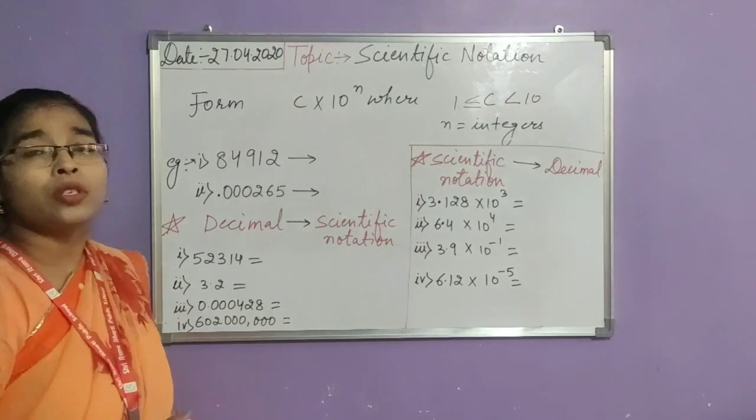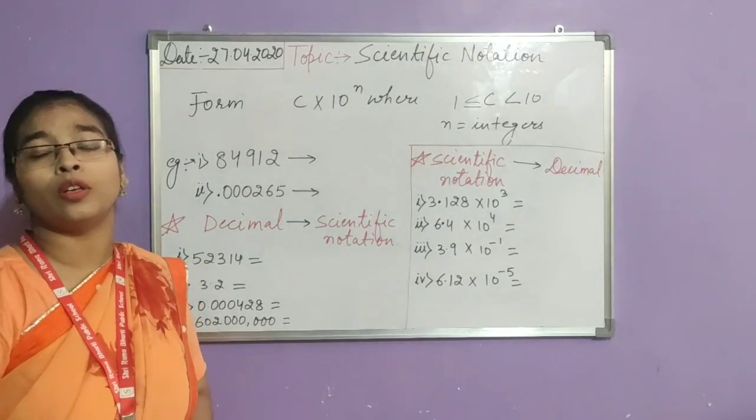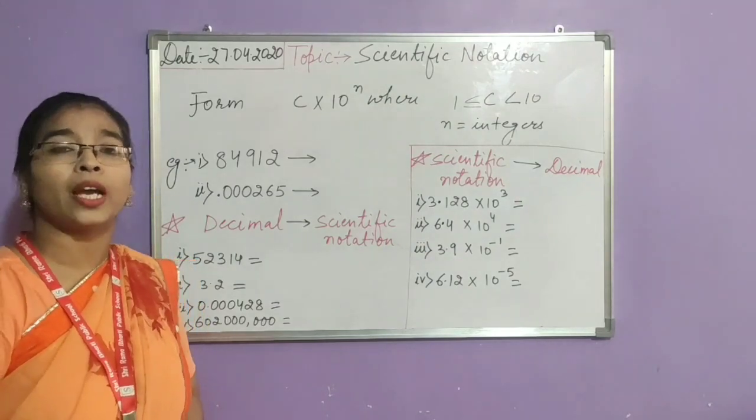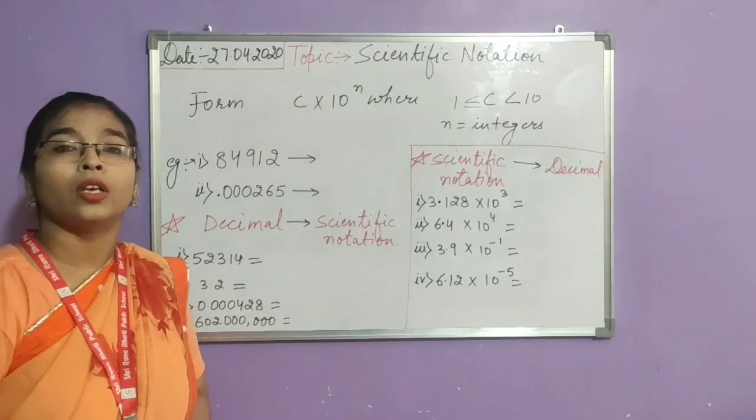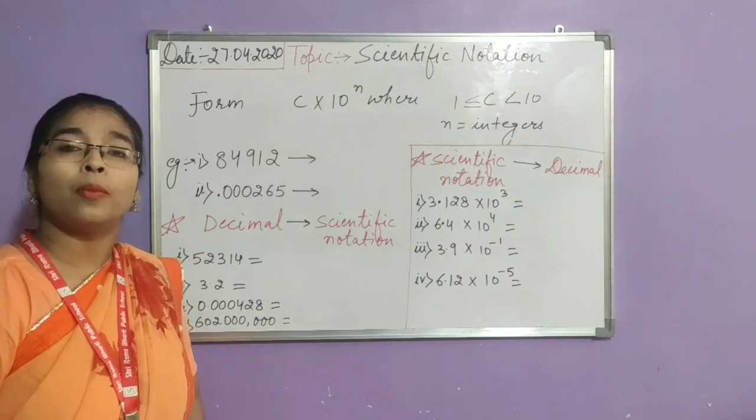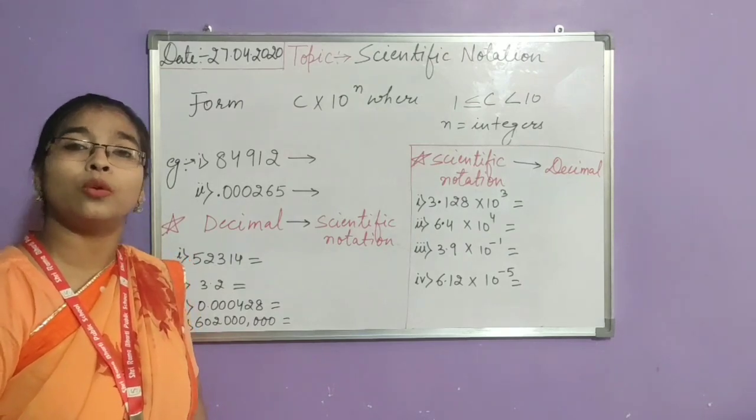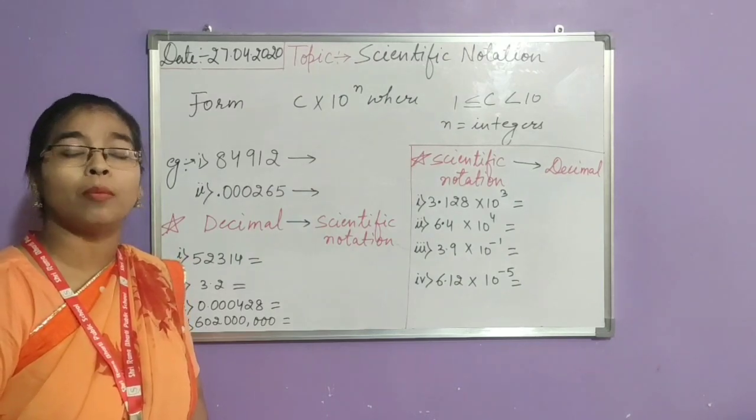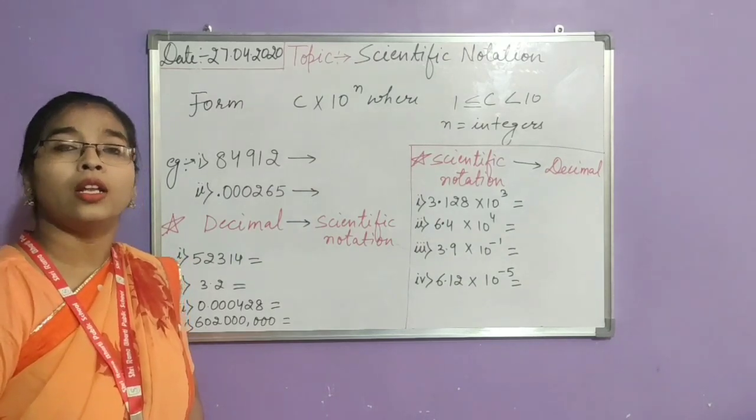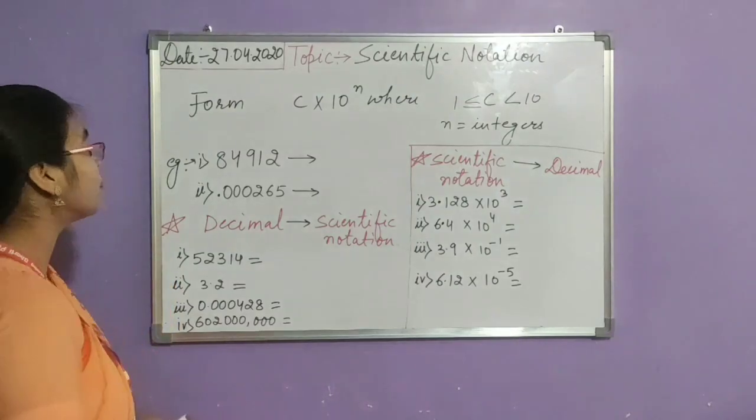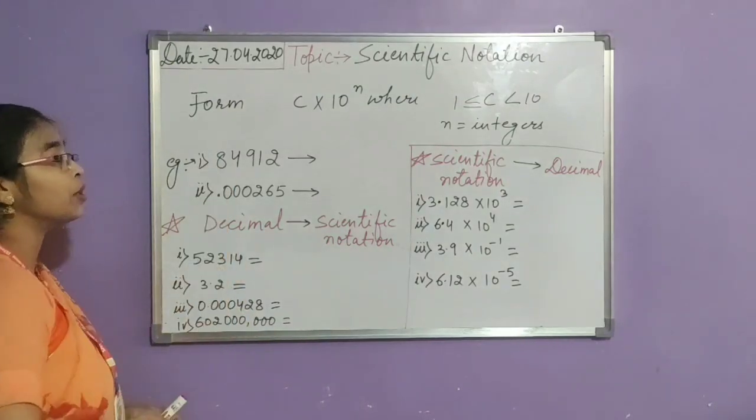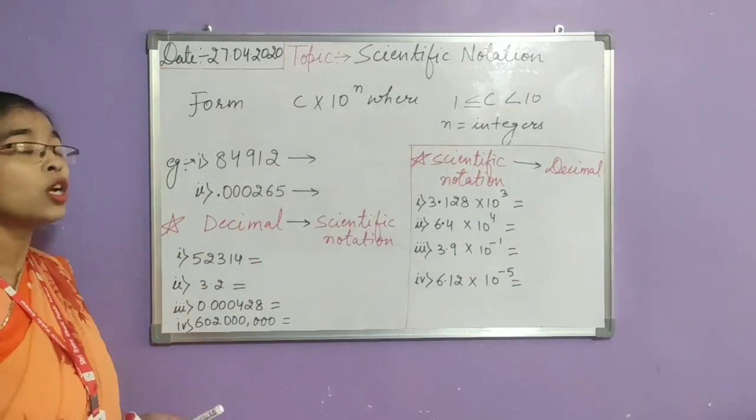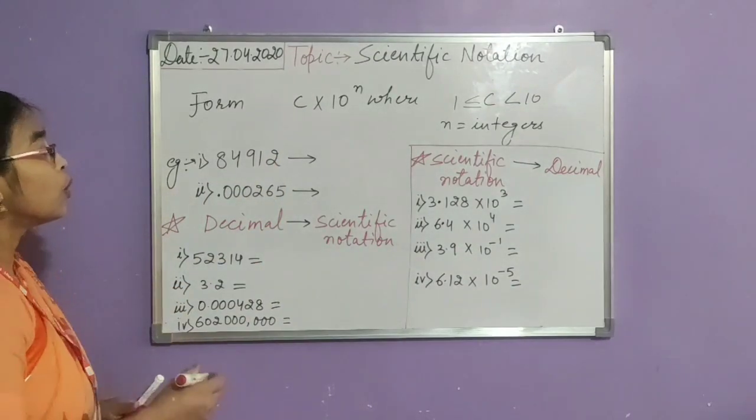So, can you tell me what is the use of scientific notation? Why do we write numbers in scientific notation form? Because with the help of scientific notation, we can write down large numbers as well as smaller numbers very easily. Let's see with the help of examples. See here the first example. This one is a large number. So how will we write it?